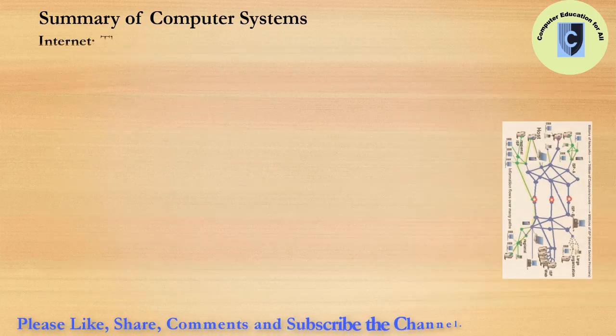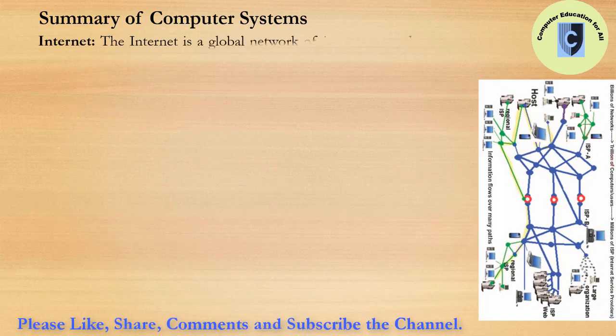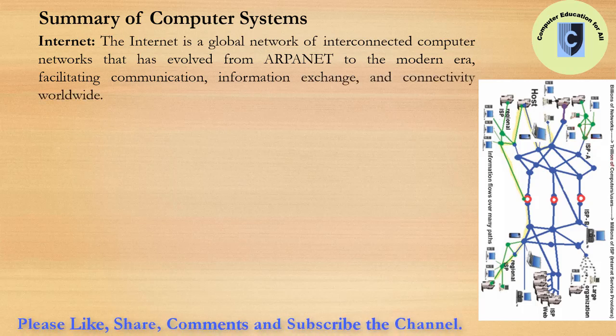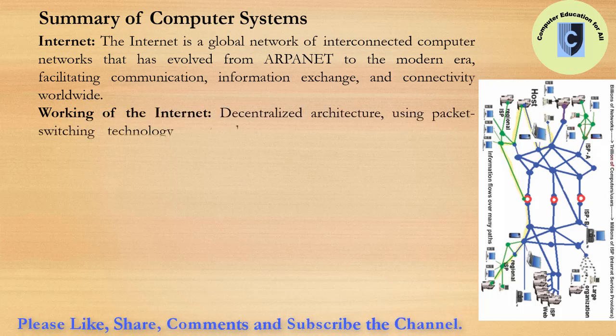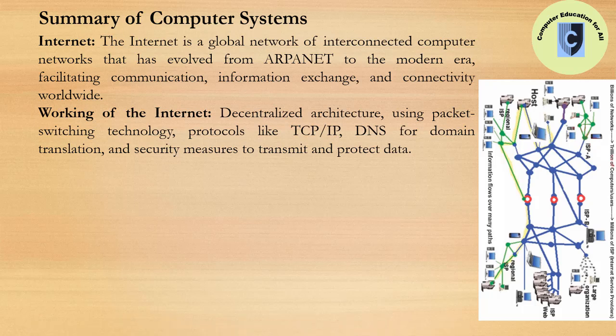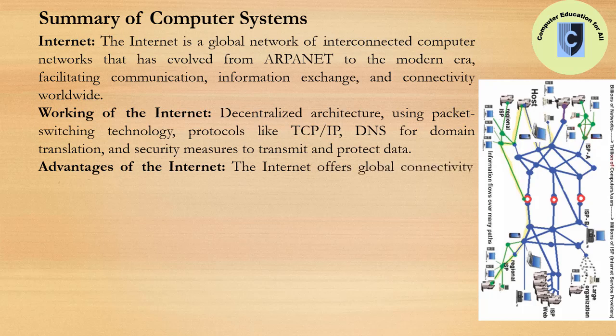Internet. The Internet is a global network of interconnected computer networks that has evolved from ARPANET to the modern era, facilitating communication, information exchange, and connectivity worldwide. Working of the Internet. It operates through a decentralized architecture using packet switching technology, protocols like TCP/IP, DNS for domain translation, and security measures to transmit and protect data.